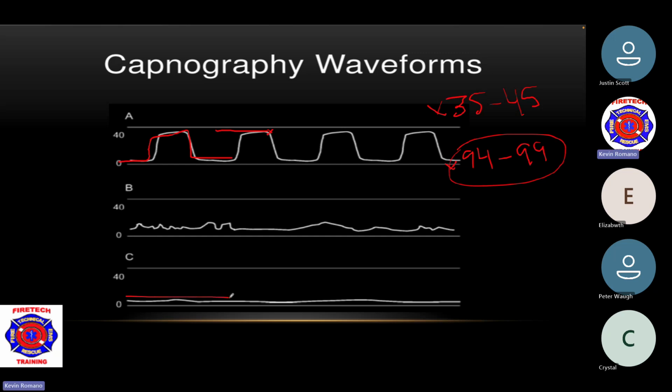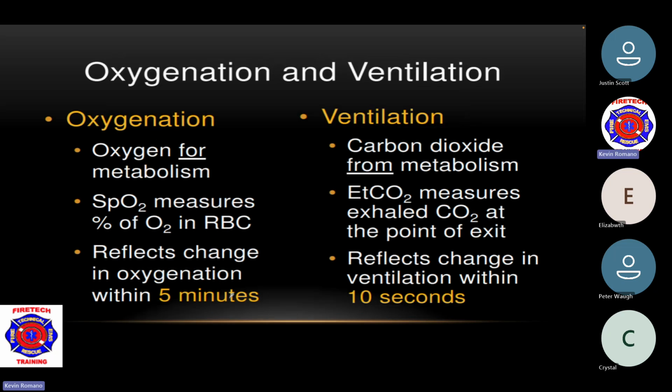Now, we talked about this stuff here already between oxygenation and ventilation. Let's put those two together so we can actually see what's really going on. Right, so oxygenation and ventilation. Oxygenation is oxygen for the metabolism, right? It provides SpO2, which is measured percentage based on oxygen in the red blood cells, and reflects change in oxygenation within 5 minutes. Underline that again.